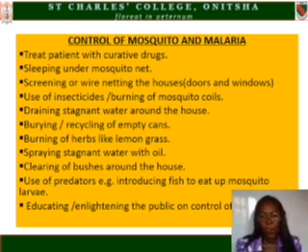Now the very last one is educating or enlightenment. Enlighten the public on control of what? Mosquito and malaria. There must be public enlightenment, making the masses know the side effect of exposing your body to mosquito. Thank you very much.